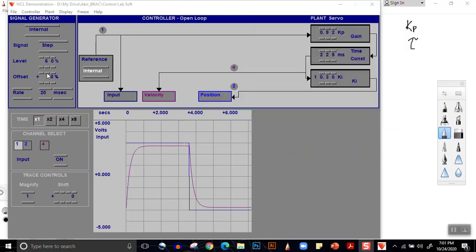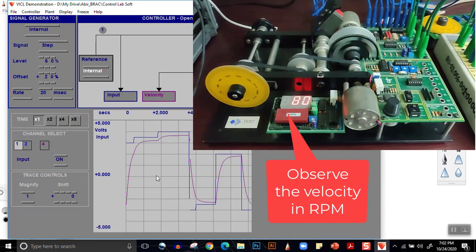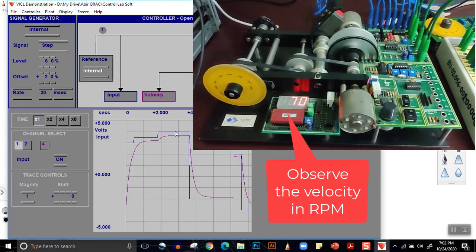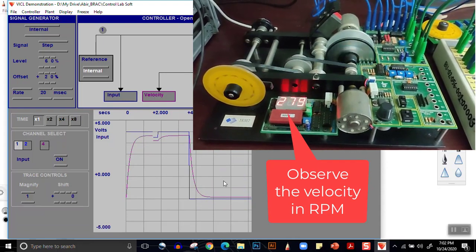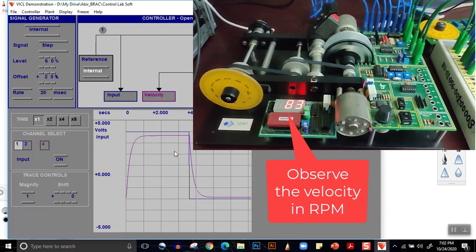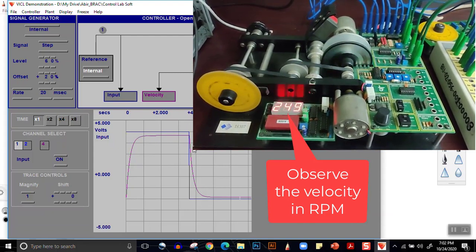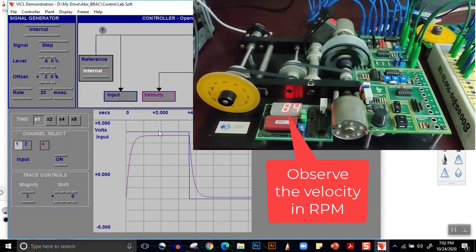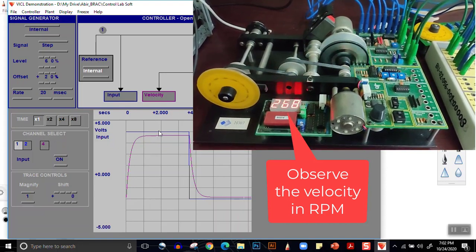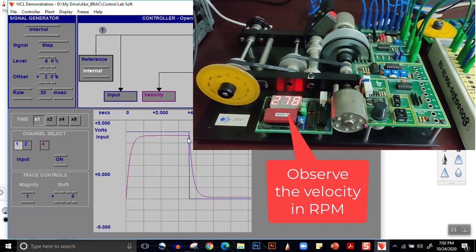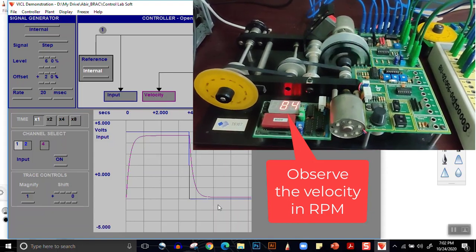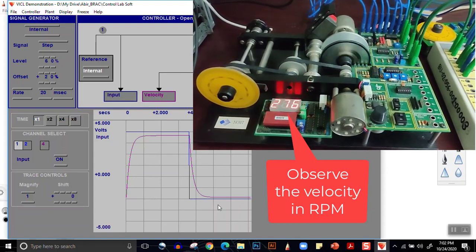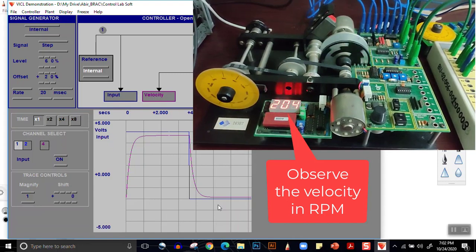Now, say if we change the offset to 20%, then what happens is, you see the positive voltage is 4 volts and the negative voltage is minus 2 volts. That would indicate that in one direction the motor will run very fast because the voltage is more. You know, in a motor, the more voltage you provide, the faster it rotates. So in one direction, the motor will rotate very fast, and in the other direction, the motor will rotate very slow. If you look at the video, you'll be seeing this phenomenon very clearly.